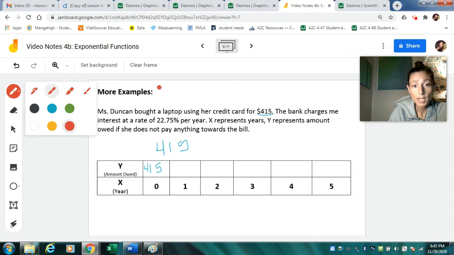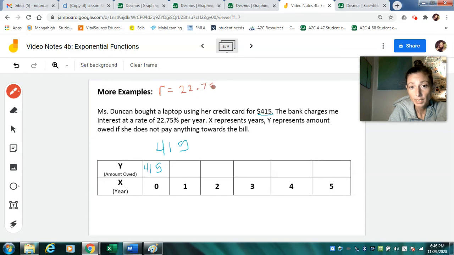And so my rate, I'm going to do 22.75, and I want to make that into a decimal instead of a percent. So I'm going to divide by 100. And percent, that's exactly what it means. Percent means per 100, so it means divide by 100. And that gives me 0.2275.